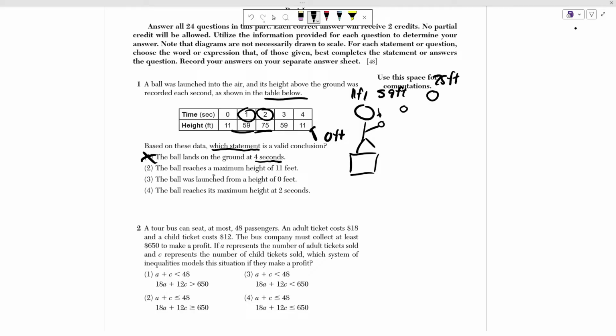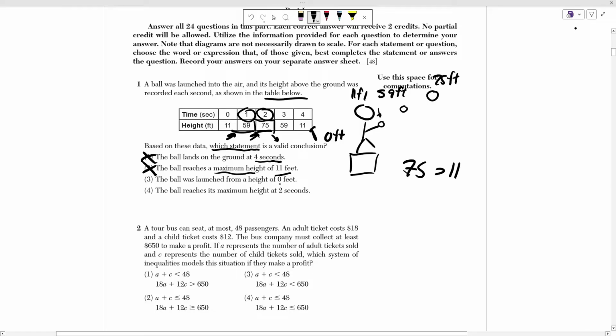Choice 2 says the ball reaches a maximum height of 11 feet. Well, does it? Didn't we just say that the ball reached 75 feet? 75 is obviously greater than 11, so no, the ball did not reach a maximum height of 11 feet. It reached a maximum height of 75 feet. Look at the table: 11, 59, so it increased; 59 to 75, so it continued to increase, and then it went back down to 59, right? So the highest that the ball ever was is actually 75 feet, not 11 feet, okay?